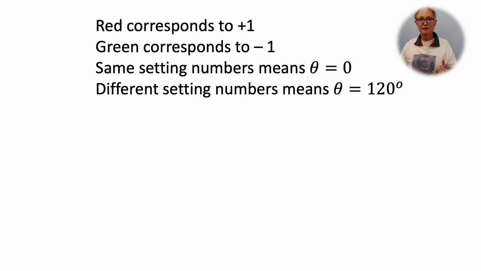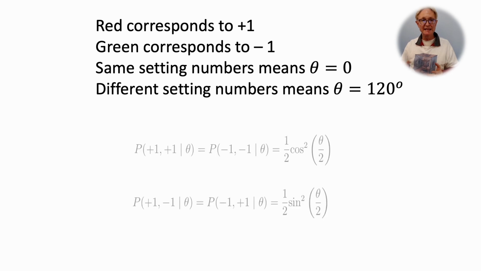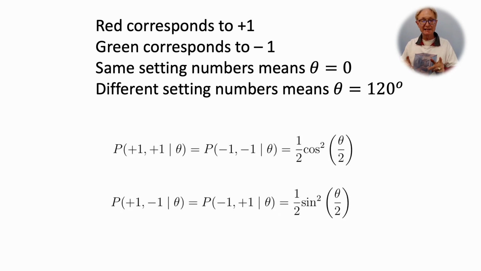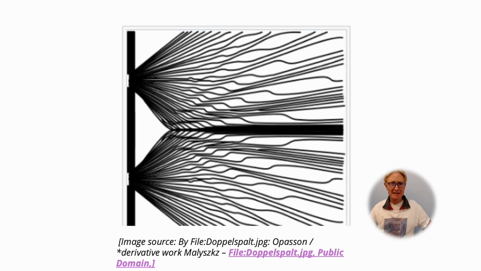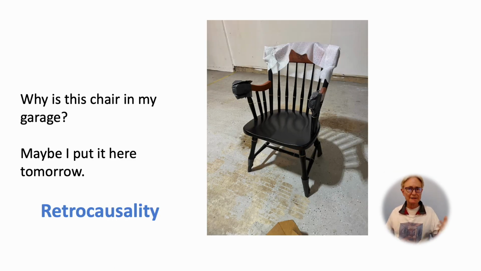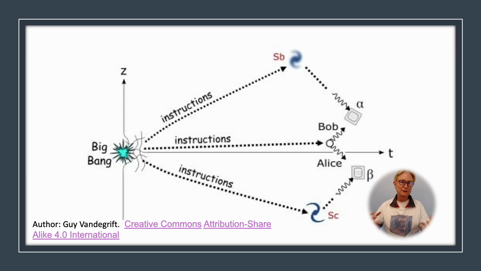In this case, the Hilbert space formalism of quantum mechanics gives these joint probabilities, which exactly reproduce facts 1 and 2 for cases A and B respectively. This is what Mermin called the elementary quantum mechanical reconciliation of cases A and B. In order to successfully answer Mermin's challenge, you would need to derive these joint probabilities without using spooky actions at a distance, as in Bohmian mechanics, or causal influences from the future creating effects in the present, called retrocausality, or conspiratorial causal control of experimental procedures, called superdeterminism.